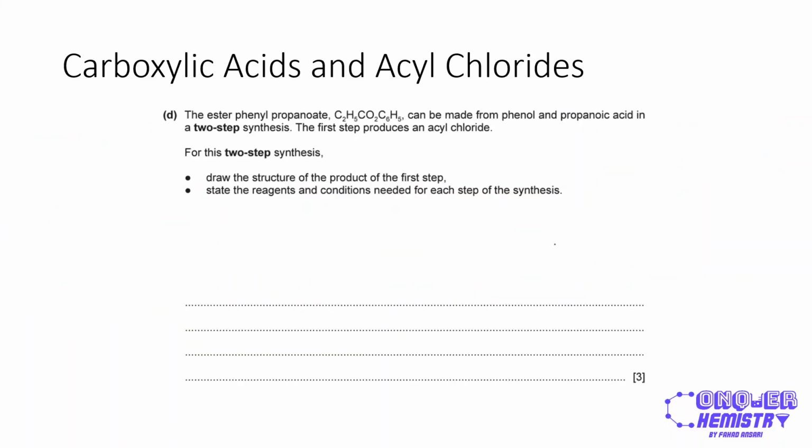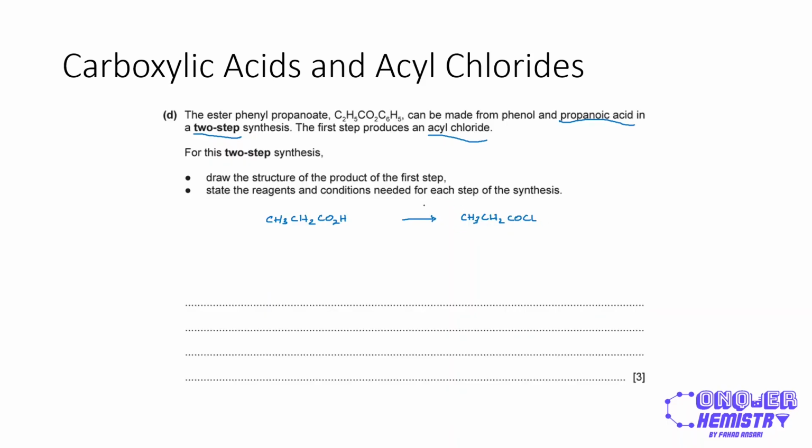So another reaction that acyl chlorides undergo is esterification, right? Now we have a two-step synthesis over here, and it says the first step produces an acyl chloride. Now the acyl chloride will be produced from the carboxylic acid that we're given over here, which is propanoic acid. So what we're going to do is we have propanoic acid, CH3CH2CO2H. This needs to be converted to CH3CH2COCl. So this is basically going to be propanoyl chloride.